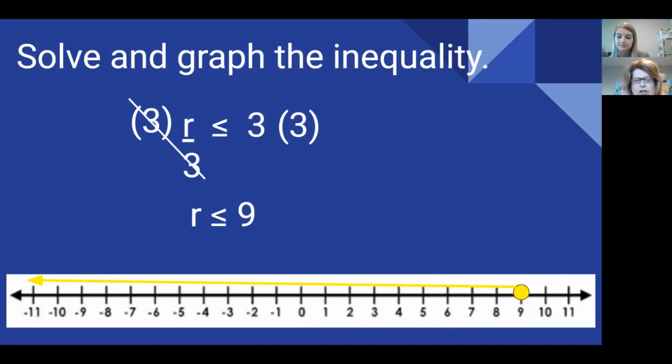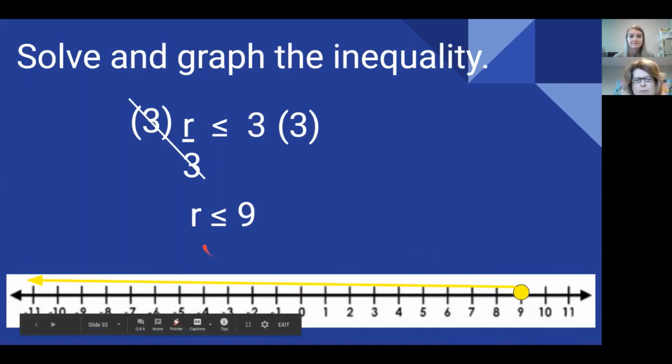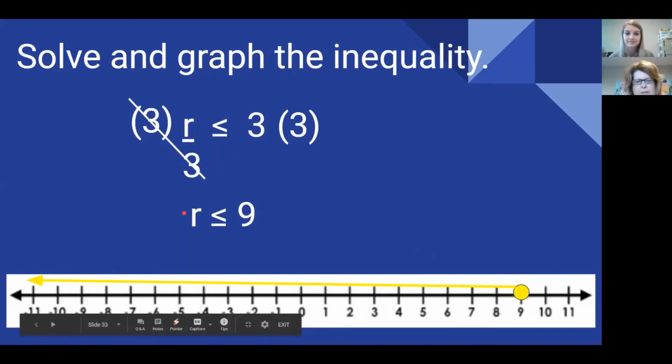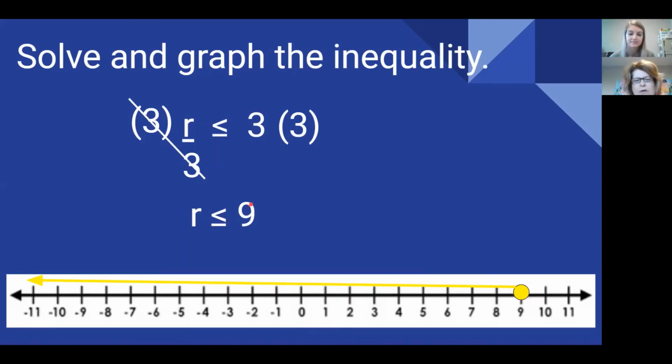Now, let's just check this answer. Let's pick 0. I'm going to put 0 up here for R because we're saying that all of these numbers forever and ever are the answers. Any of those numbers could be an answer. So I'm going to pick 0. And is 0 less than or equal to 9? It sure is. So we went the right way with our arrow.